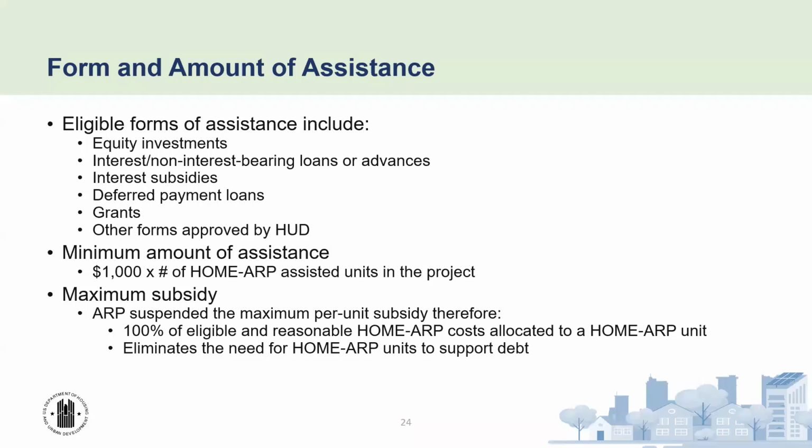As I mentioned earlier, the HOME-ARP statute suspended the maximum per unit subsidy, which means that the PJ can pay 100% of the eligible and reasonable costs that are attributable to the HOME-ARP units. This effectively eliminates the need for any debt service on the HOME-ARP units. Next slide.